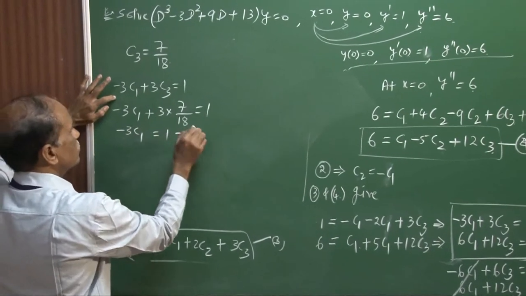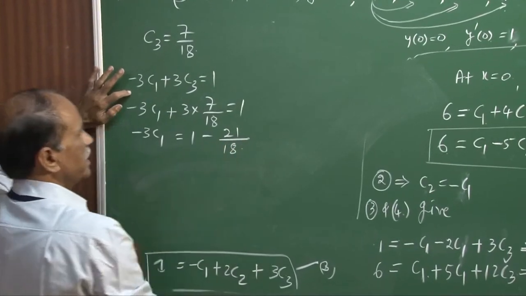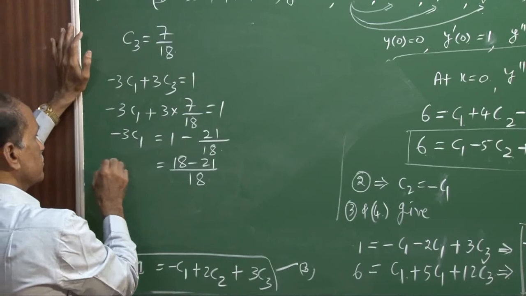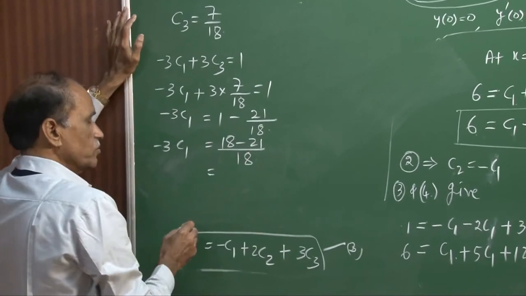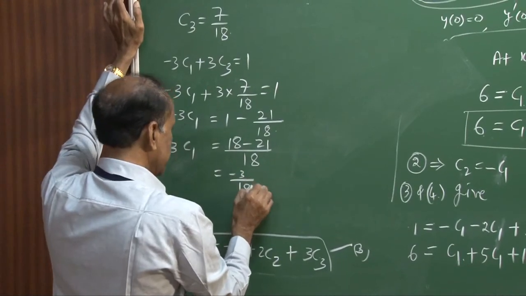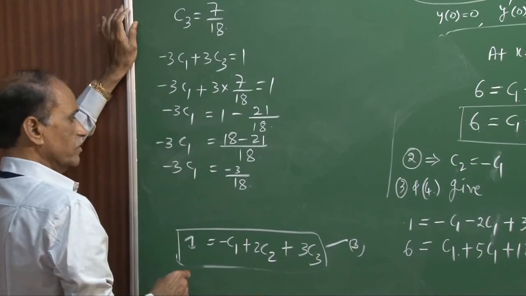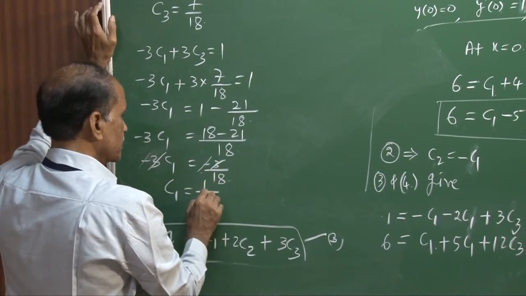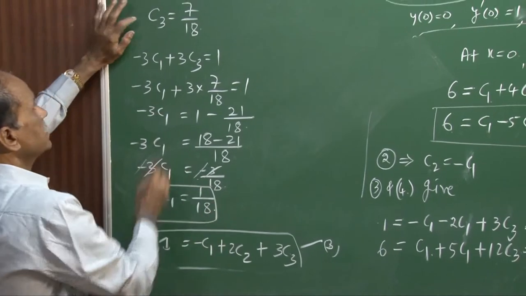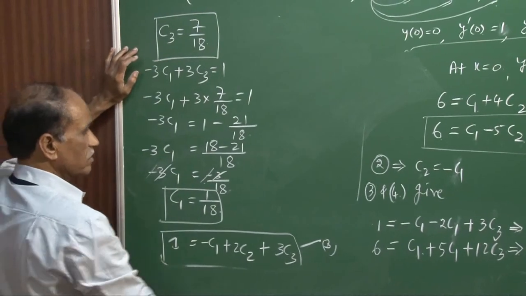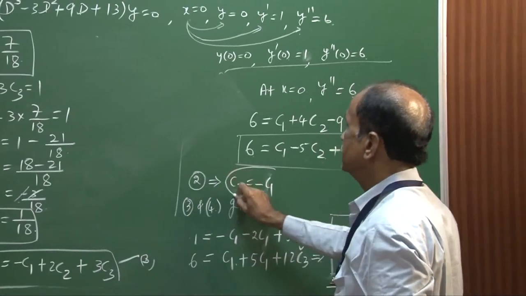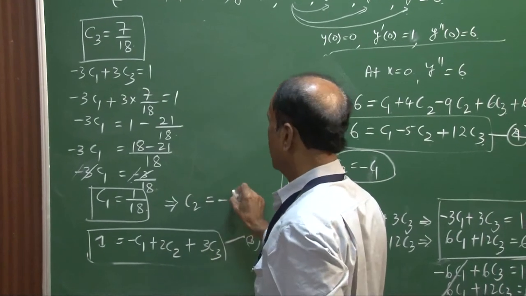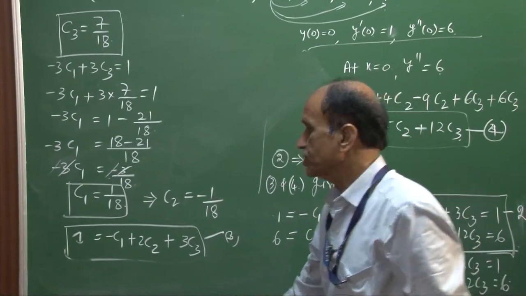Minus 3 C1 is equal to 1 minus 21 divided by 18. Taking this term to the other side, 18 minus 21 divided by 18 is minus 3 C1. 18 minus 21 means how much? That is minus 3 divided by 18, and this is minus 3 C1. So this 3 you can cancel along with the minus sign, then C1 is equal to 1 divided by 18. Already C3 you have, and C1 you have, and here you have another equation, that is C2 is equal to minus of C1. Therefore, C2 is equal to minus 1 by 18. So, this much is the solution.